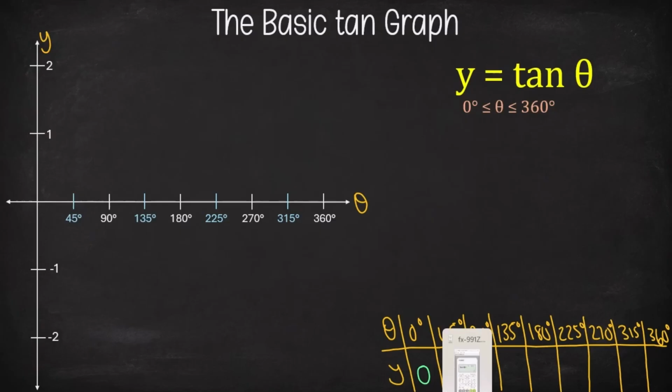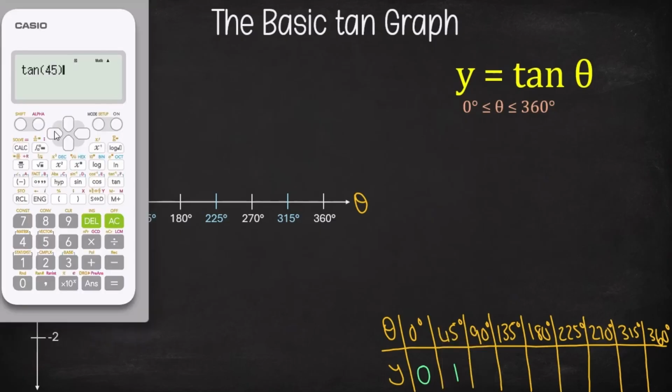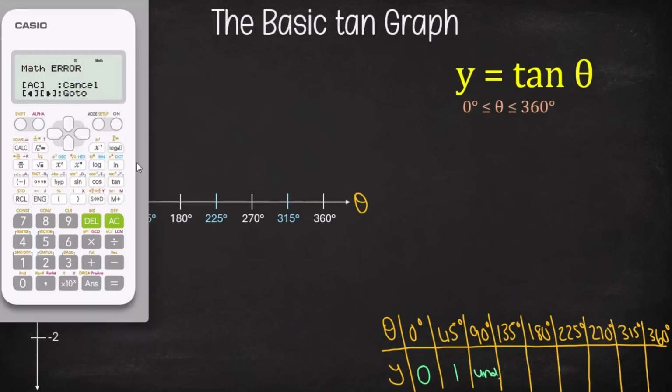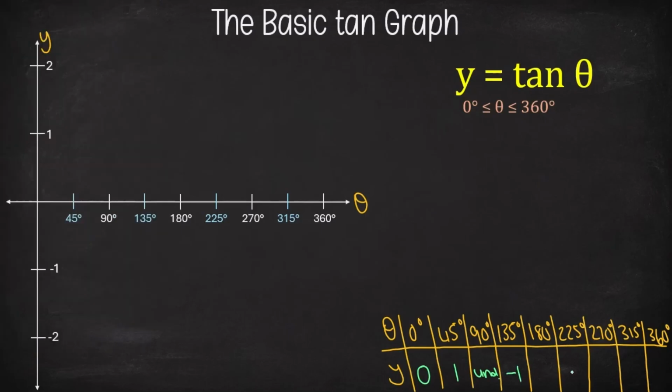And then let's do tan 90 degrees. If I replace the 45 with 90, then you get a math error, and that is perfectly fine. I'm going to show you what's going to happen there. So all you're going to write here is undefined. Then let's do tan 135 degrees. So we've got tan 135 degrees, and that is -1. Now I want you to complete the table using the same steps, and then after that, we will plot the dots for our graph.